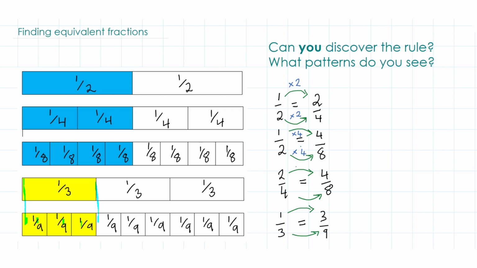What about here? How do you get from 2 to 4? Double 2 makes 4. How do you get from 4 to 8? Double 4 makes 8. And finally, how do you get from 1 to 3? Times by 3. And the denominators? Times by 3. So do you see that each time we've multiplied the numerator and the denominator by the same number? That's our rule. So my version of the rule is, to create an equivalent fraction, you multiply the numerator and the denominator by the same number.